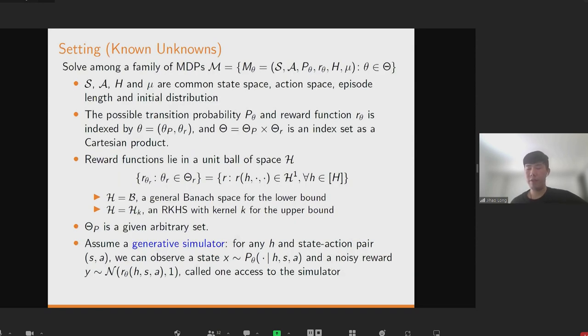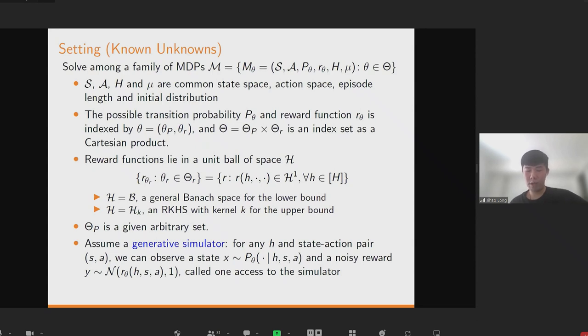We then define the reinforcement learning problem by specifying the prior knowledge of the MDP. So we want to solve an RL problem whose underlying MDP belongs to a family of MDPs M. We know the exact form of the family M, but we don't know the exact value of theta. In M, all MDPs share the same state space, action space, length, and initial distribution.